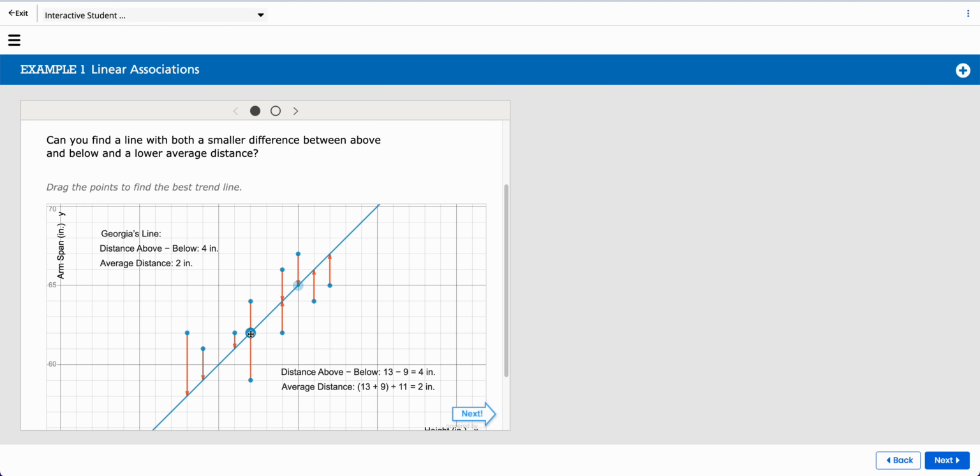So George's line, distance below. So if we move the line, what's happening to the numbers over there on the side? It's going up and down.